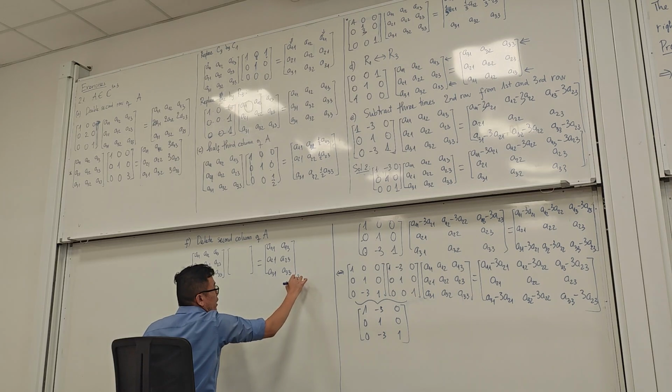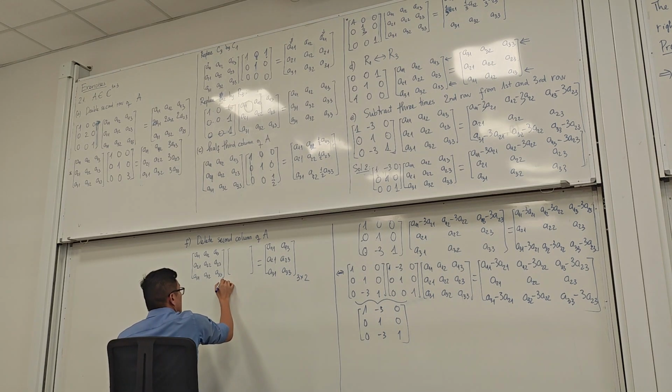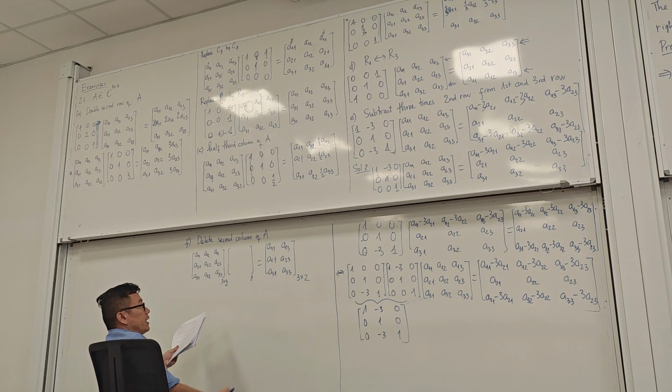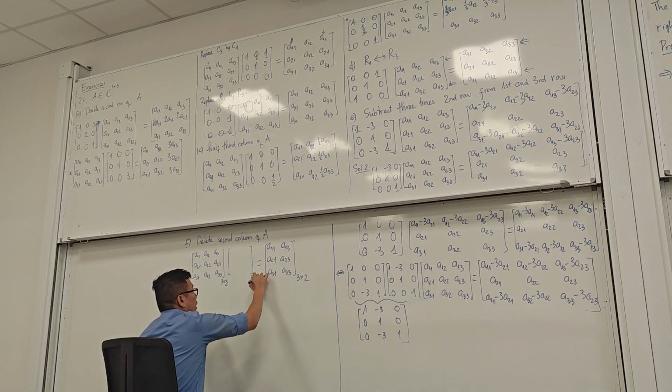So you see, this is a 3 by 2 matrix. This is a 3 by 3 matrix. So this matrix should be what, everyone? 3 by 2. This must be 3. This is 3. So this must be 3 first, right? 3 by 2. But then we have only 2 columns. So this is 2 here.